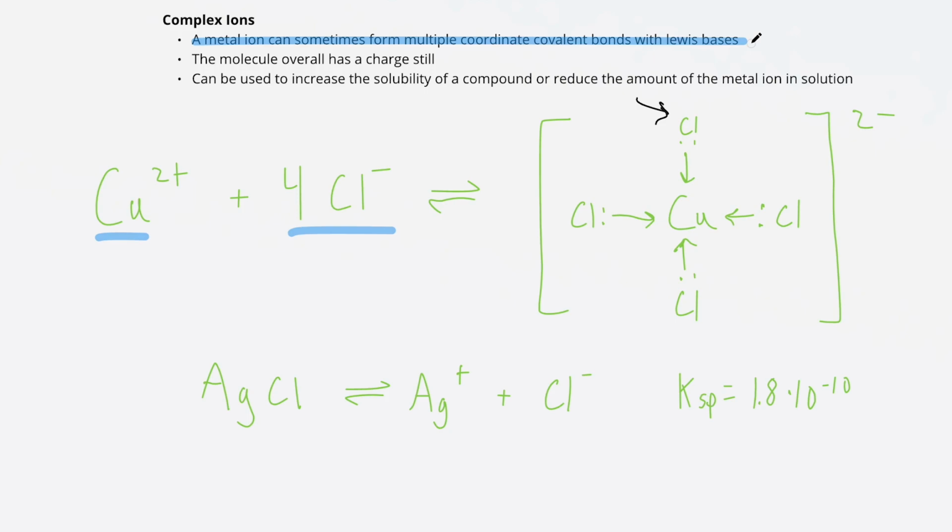And coordinate covalent bonds are not really drawn with these arrows. The arrows are just there to show you that that lone pair is what's forming the bond between the copper and the chlorine atoms. So normally you're probably just going to see these drawn like they're normal bonds.